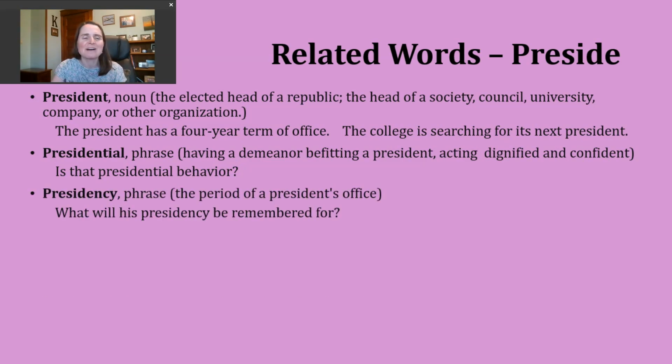Another noun you might encounter is the noun presidency, so referring to the period of a president's office. So what will his presidency be remembered for? It's a question many historians ask over time, kind of wanting to reflect on maybe accomplishments or disappointments, bad decisions, good decisions, all of that together is frequently debated and remarked on.